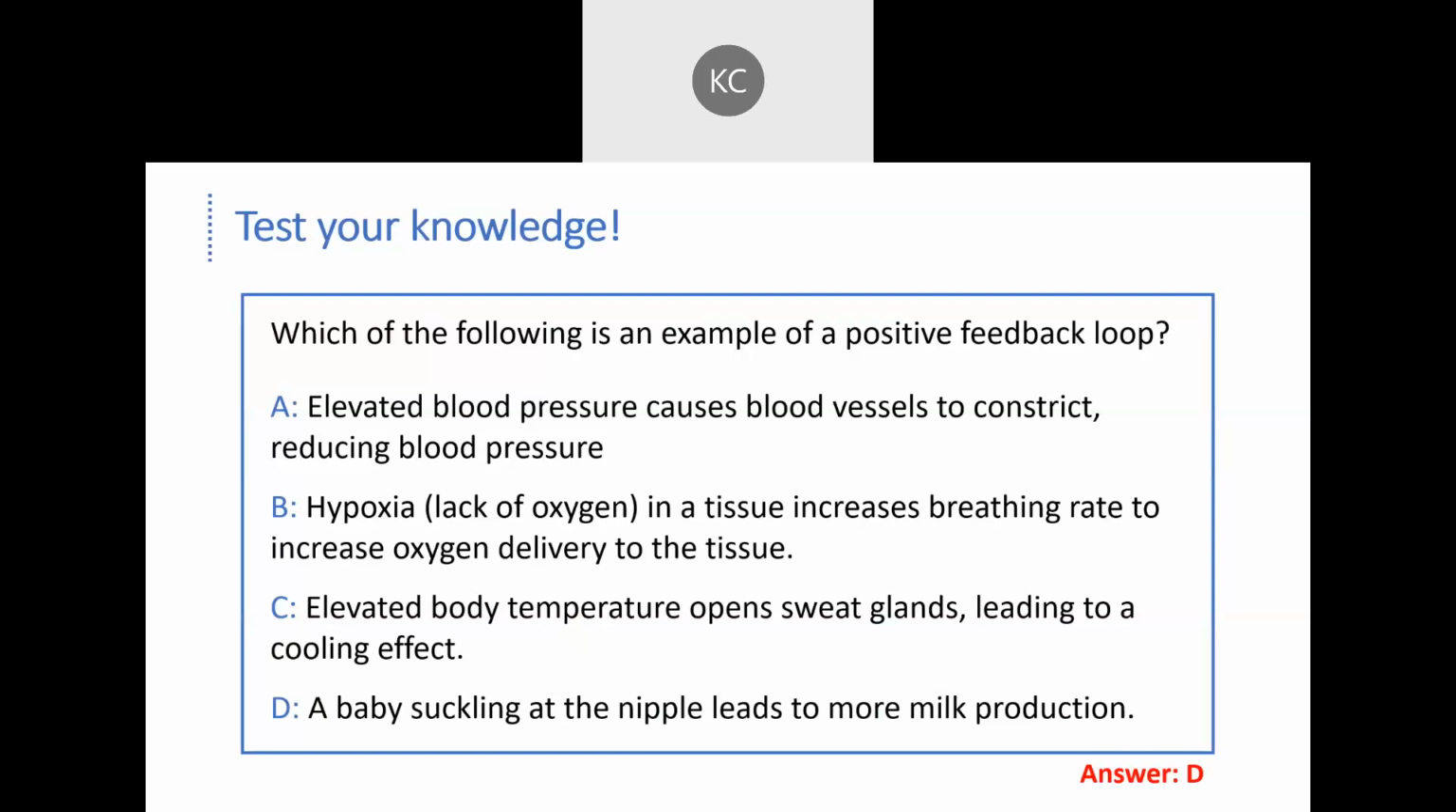Most of these others are going to be a negative feedback loop. We're opposing the change. We have an elevated blood pressure. We're going to try to reduce it. We have a lack of oxygen, so we're going to increase breathing to increase oxygen. We have an elevated body temperature, so we're going to produce sweat to cool and decrease the body temperature.